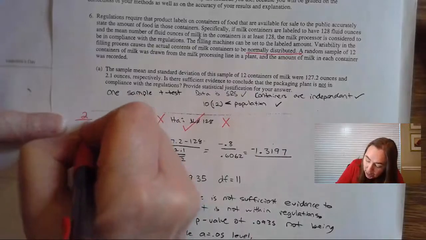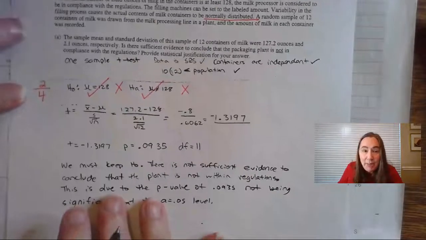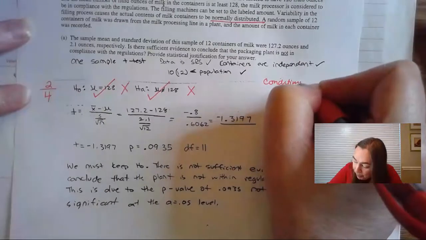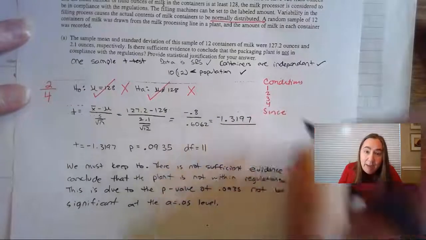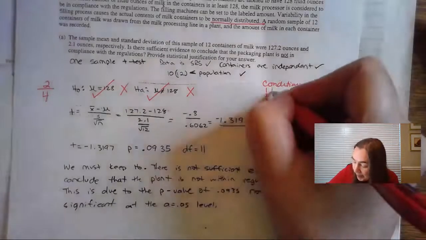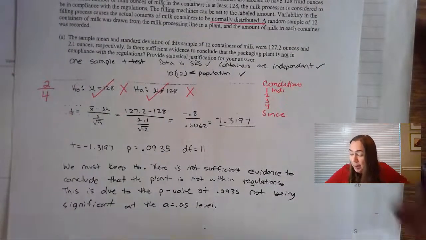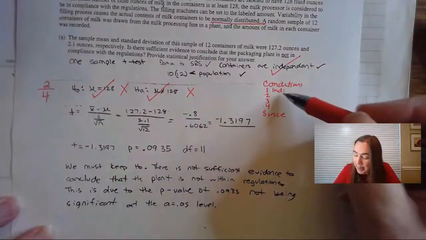My person got 2 out of the 4. Now the next thing I'm looking for is conditions. Generally I would have you write out the conditions using the word conditions, and we're going to have 1, 2, 3, 4, and then a since statement. This person is a little bit harder to grade because it's not quite as organized as I have you do the problems, but let's take a look at number 1. Number 1 is independence. You would say that the milk containers are independent of each other. My person does it right up here, check, so that is the first check for independence.